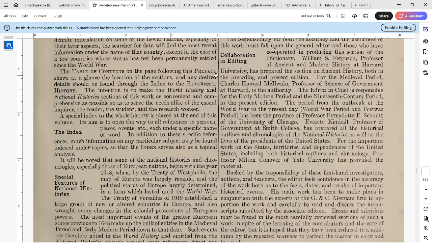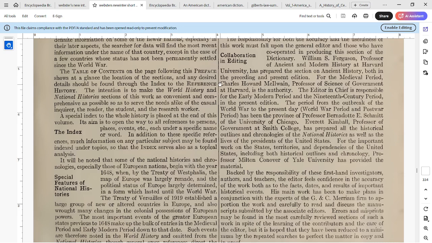The table of contents on the page following this preface shows at a glance the location of the sections, and any desired details should be found through the index of the reference history. The intention is to make the world history and national history section of this work as convenient and comprehensive as possible, so as to serve the needs alike of the casual inquirer, the reader, the student, and the research worker.